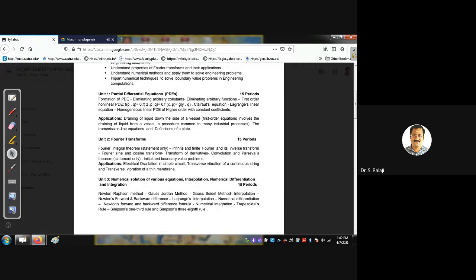Initial and boundary value problems are present here, using Fourier sine and cosine transforms. That type of idea we can see.